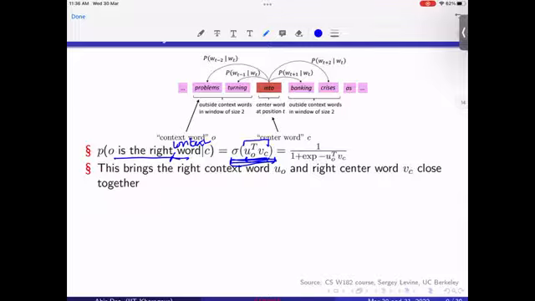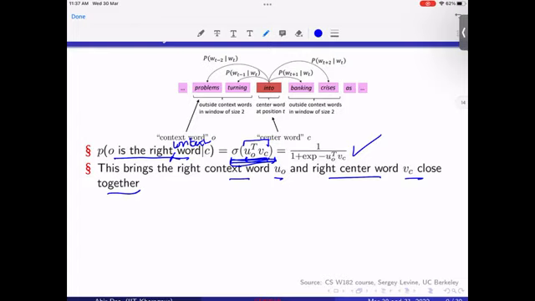It will translate this similarity score to a probability between 0 and 1. And this is the formula for sigmoid that we have seen. Now, this brings the right context word U_O and the right center word V_C close together. So this is okay if it is high.